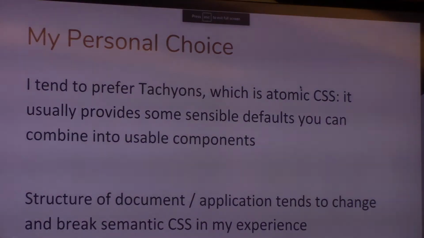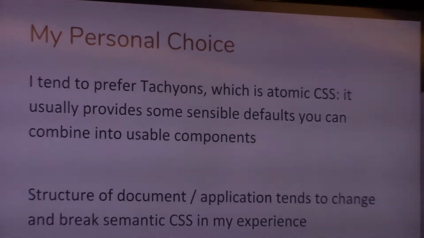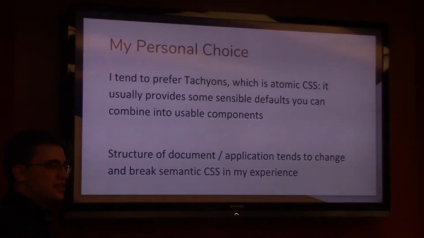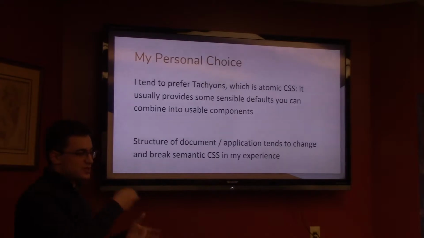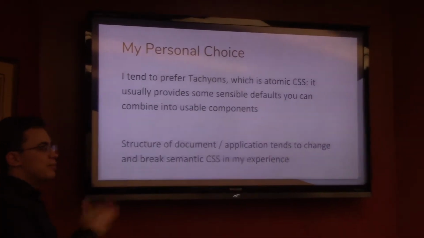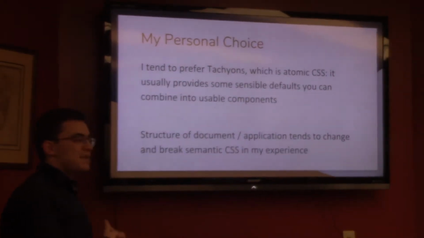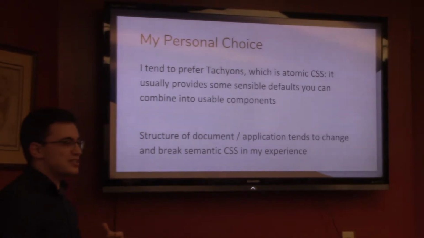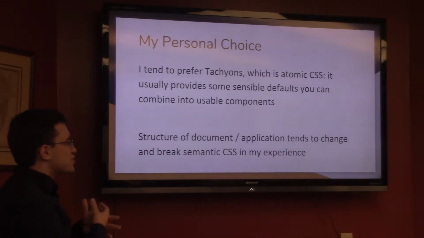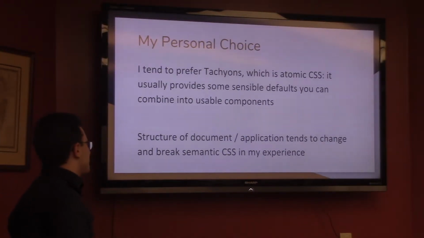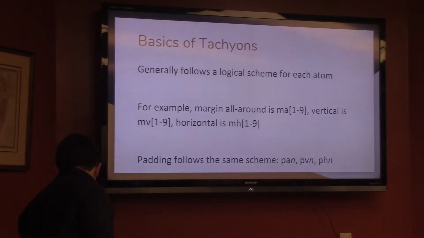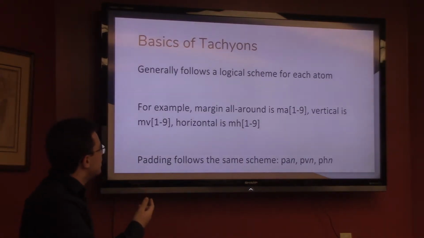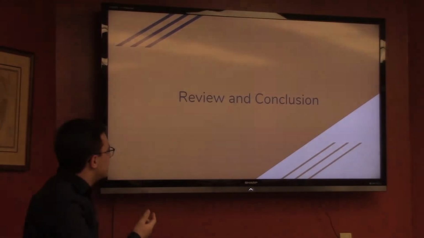So in my experience, semantic CSS, when you're trying to hook into your document structure, tends to break really easily. Because let's say you add a new div one day, you add a new component somewhere on the page, you might go and break all of your old CSS. You might just end up adding new CSS rules to the end of the document, and it turns into a mess really fast. So I find atomic CSS is way cleaner, with the logical scheme of the atoms that I was talking about.